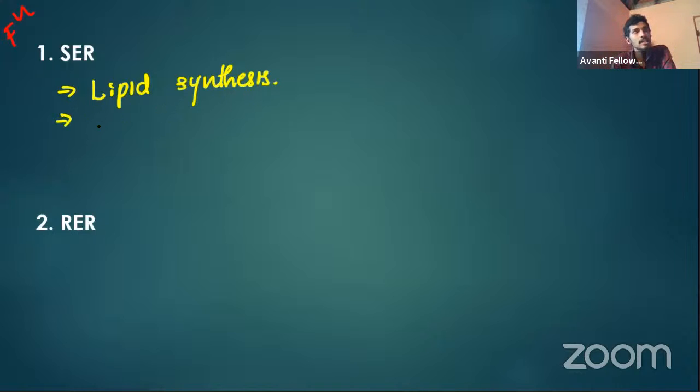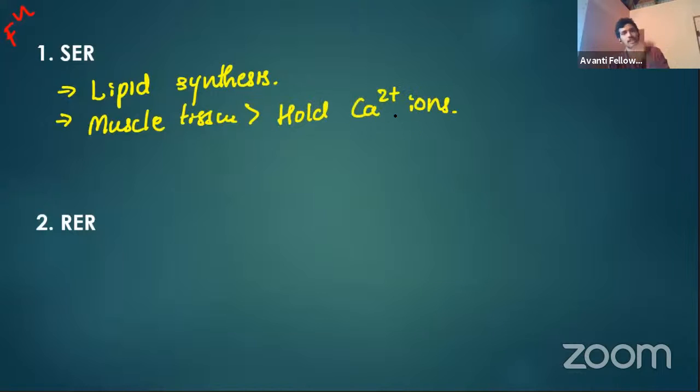In the muscle tissues, if I take an example of muscle tissue, it has another function, that is concentrating or holding. In the muscle tissues, it will hold calcium ions, Ca2+ ions, which actually help in muscle contraction. Calcium ions help in muscle contraction.